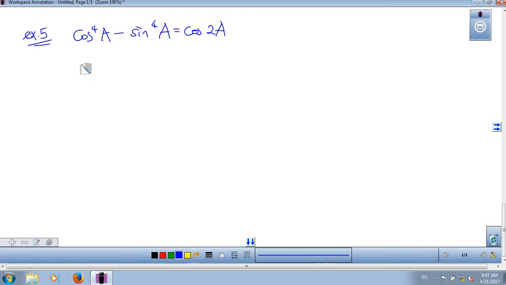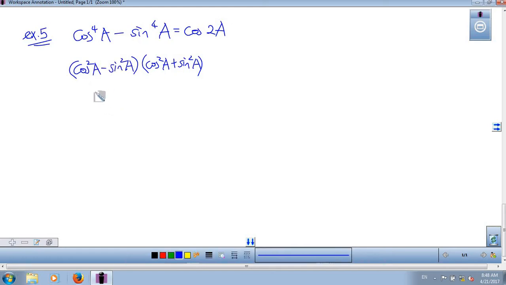So what do we do? Well, if you recognize that this is a difference of squares, you can always factor differences of squares. So this is cosine squared a minus sine squared a times cosine squared a plus sine squared a, because when you factor a difference of squares, that's what you're going to come up with. This is a product of a difference and a sum. That's a basic algebra technique.